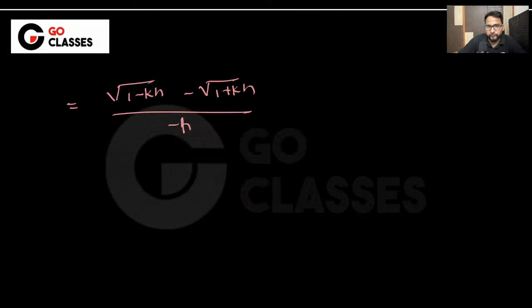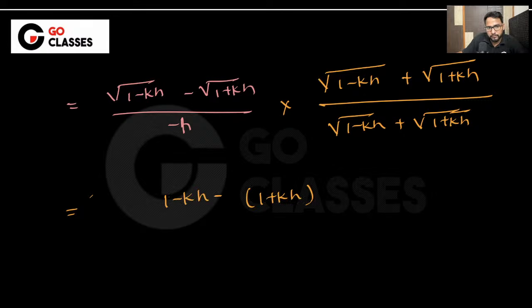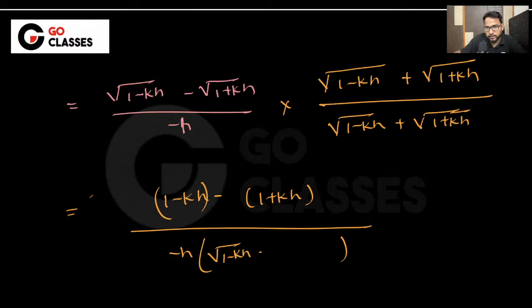So just multiply by square root of 1 minus kh plus square root of 1 plus kh upon the same thing, which is square root of 1 minus kh plus square root of 1 plus kh. Now it will be 1 minus kh minus of 1 plus kh, divided by minus h into this whole thing, square root of 1 minus kh plus square root of 1 plus kh. So now from here you can see the 1 and 1 will get cancelled out.